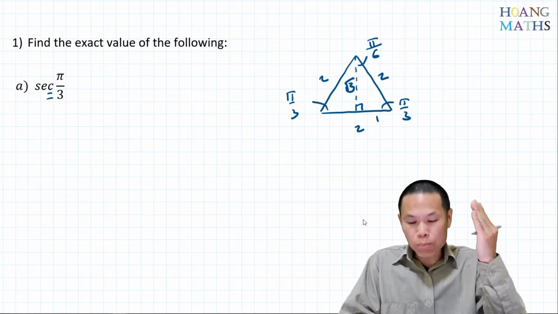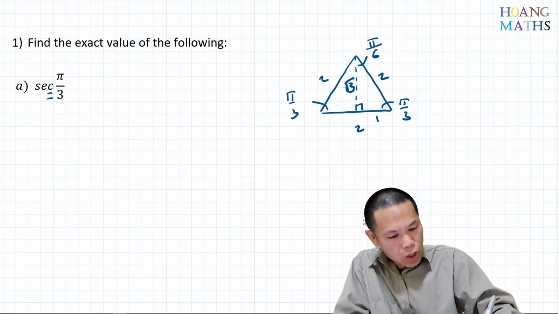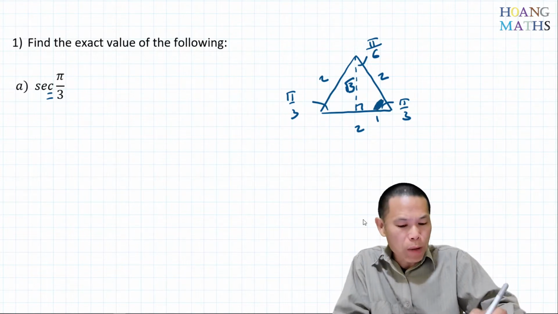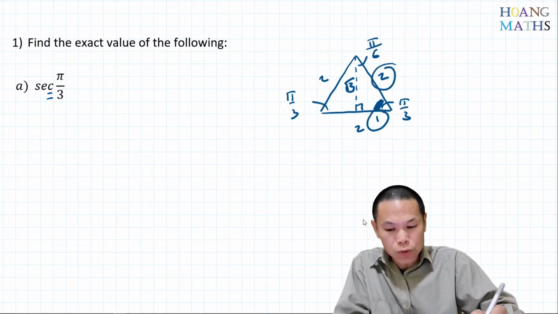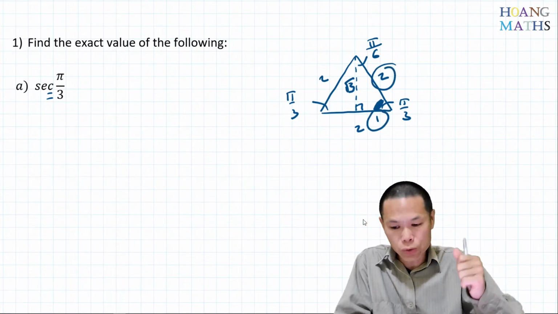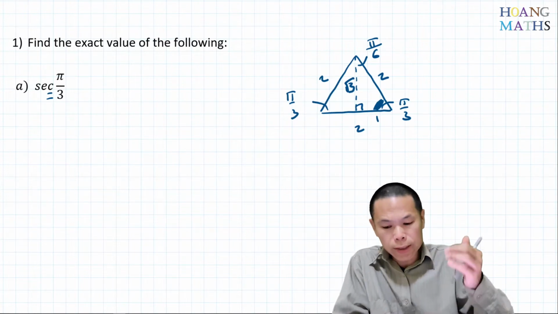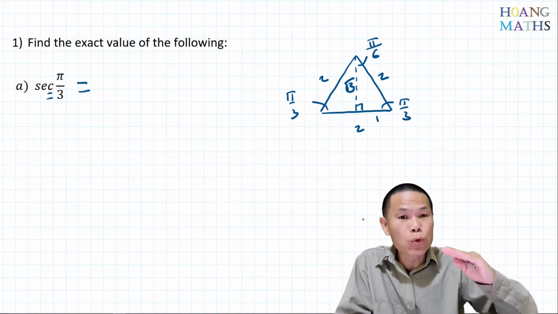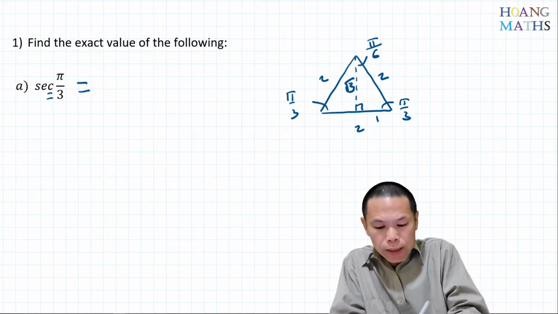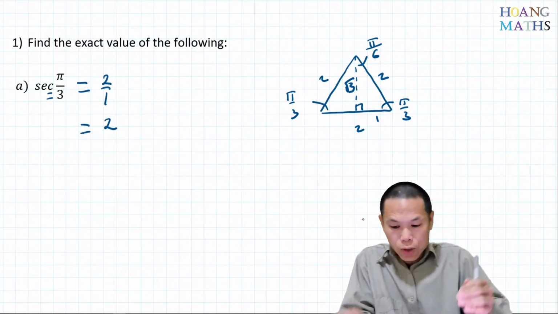Now, sec of pi over 3. So we just need to work out the cos of pi over 3. So cos of pi over 3 is this angle here. Therefore, cos of pi over 3 is adjacent over hypotenuse. So that is 1 over 2, a half, right? So therefore, to work out sec of pi over 3, instead of a half, we just flip it, it becomes 2 over 1. So the answer is 2 over 1, which is 2. So there you go.